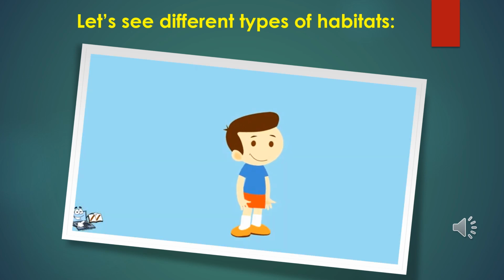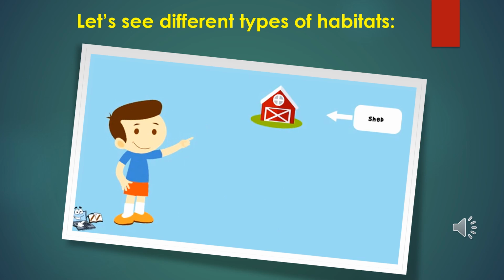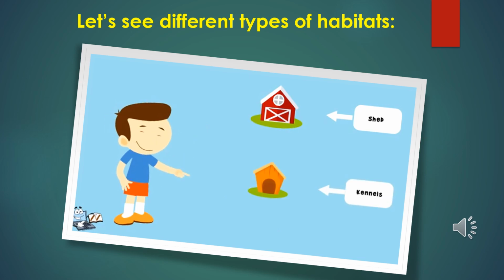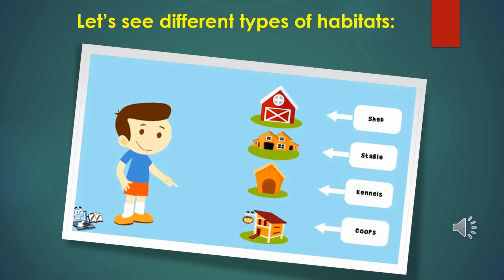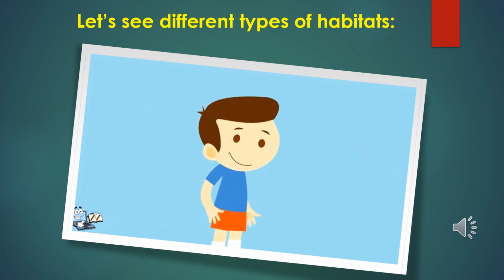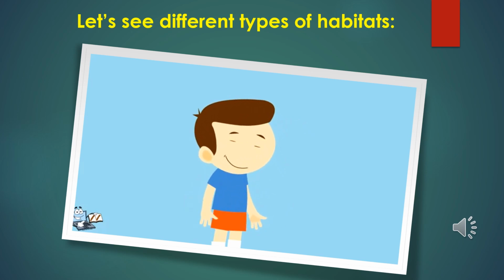We make homes for domestic animals. The home of a cow is a shed. The home of a dog is a kennel. The home of a horse is a stable. And the home of a hen is a coop. Now you know a lot about animal homes. Animals are our friends. We should take care of them.